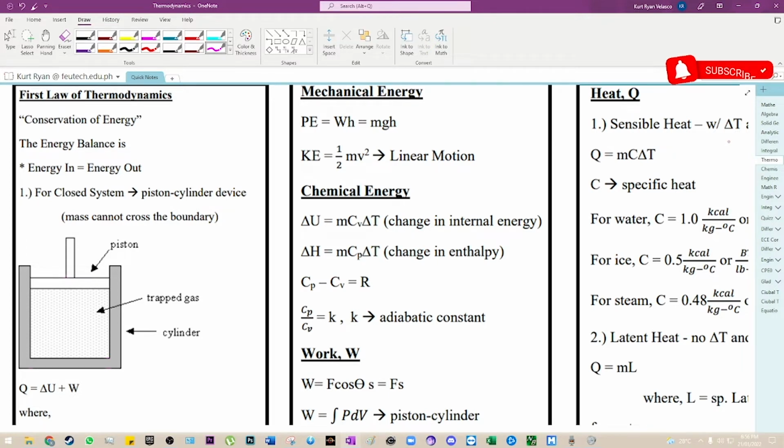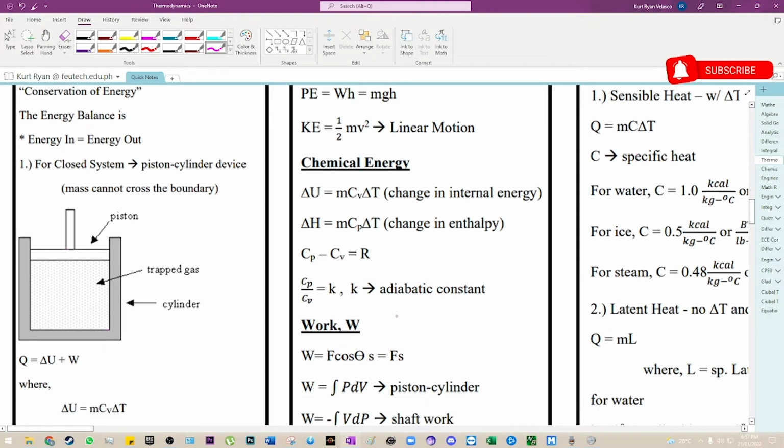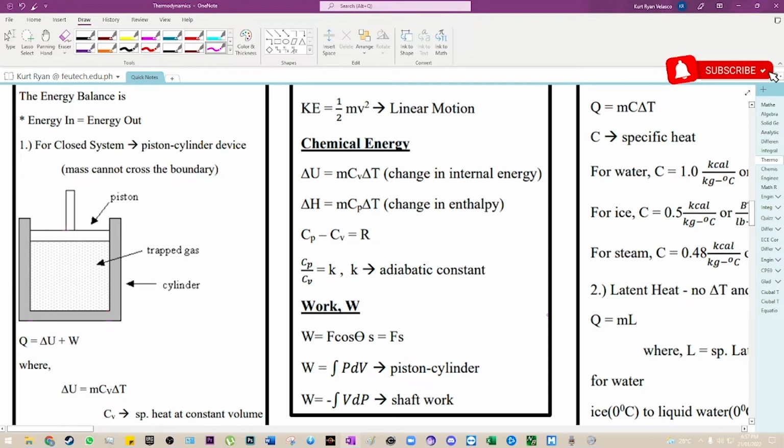Next, we have the chemical energy, which includes delta U, which is m Cv delta T, the change in internal energy, and delta H, which is mass times Cp delta T, the change in enthalpy. We also have a relationship between Cp, Cv, and R: Cp minus Cv equals R. And for the adiabatic constant, K, Cp over Cv equals K. You'll be using this adiabatic constant when the process is an adiabatic process.